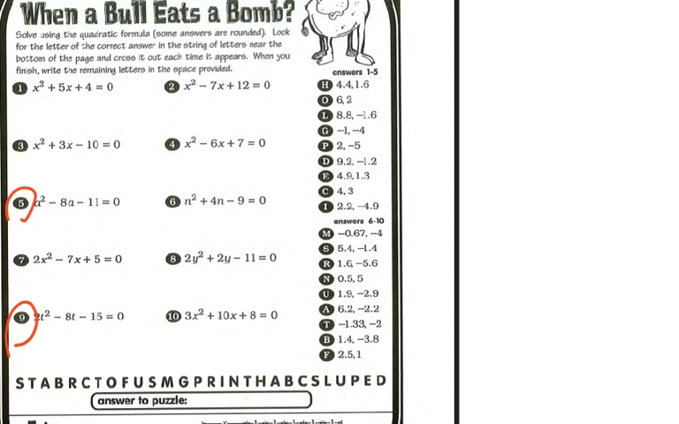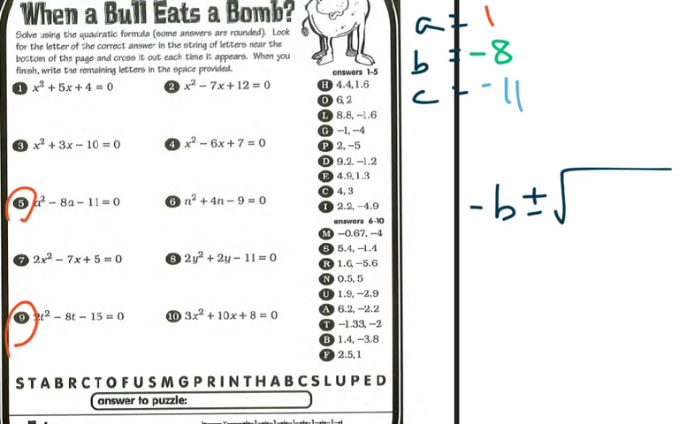So on number 5, A, B, and C. So A is 1. Let me change the color here. A is 1. B is -8. And C is -11. Okay, so -b plus or minus the square root of b squared minus 4ac, all over 2a.